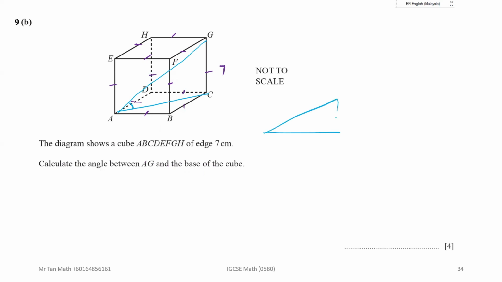Can you draw the angle? You have G, you have A, you have C. This is 90 degrees, this is 7. This angle. So from here, we can calculate. So AC, this is 7, this is 7. Know that AC is equal to square root of 7 squared plus 7 squared. So we get square root of 98.